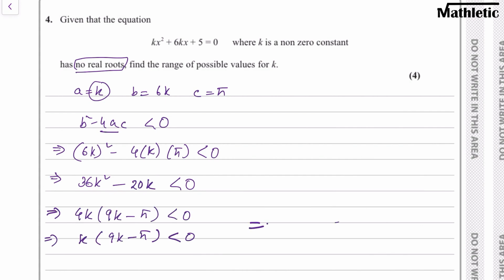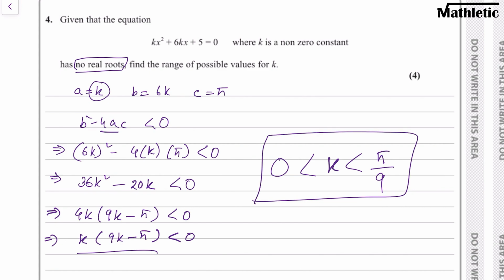So if we had a 0 over here, this equation equals 0, then the two values you can express as k equals 0 and k equals 5 by 9. But since we have an inequality sign, as in less than sign, you have to arrange them in a range format. So we have to write this answer in a single range: k greater than 0 but less than 5 by 9.